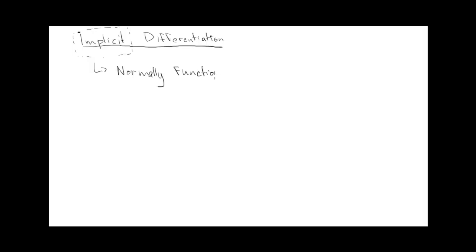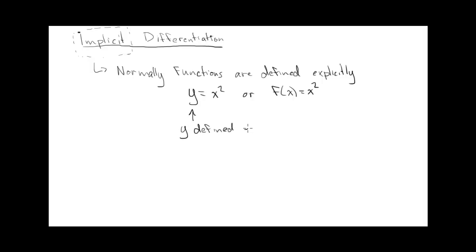Normally, functions are defined explicitly. So, for example, y equals x squared, or you'd write f of x equals x squared. So here we'd say y is defined explicitly in terms of x. So y is defined as a thing with x in it, but it's explicit because y is by itself here. So we have y alone on one side of the equation, and the other side of the equation is all x's.